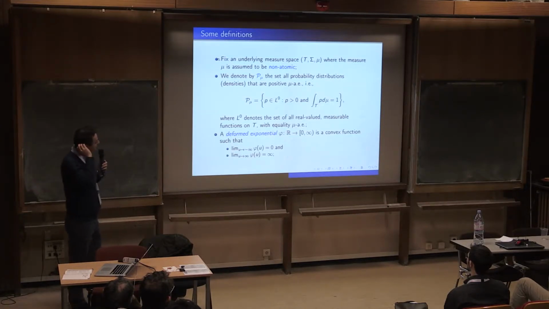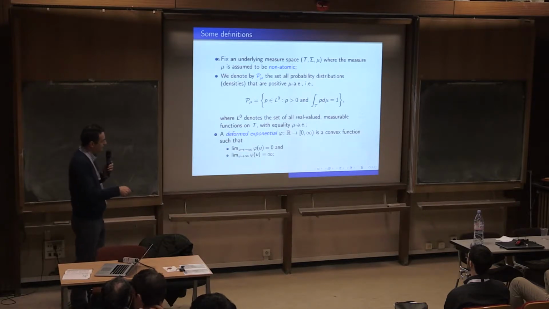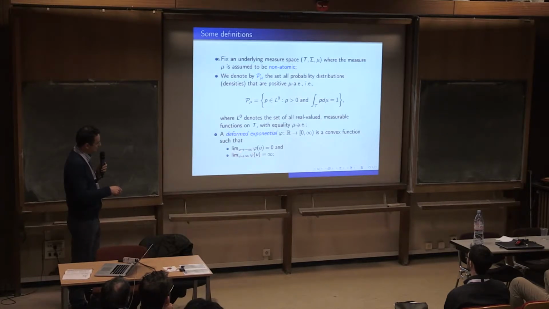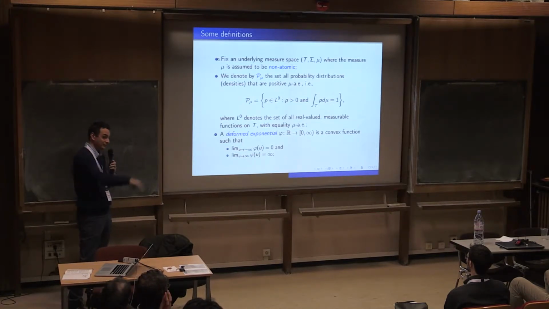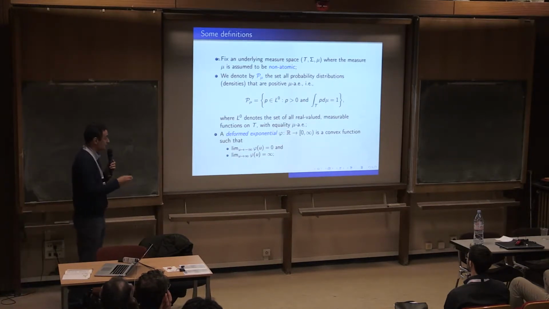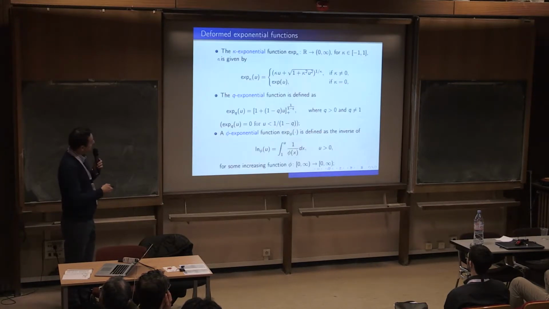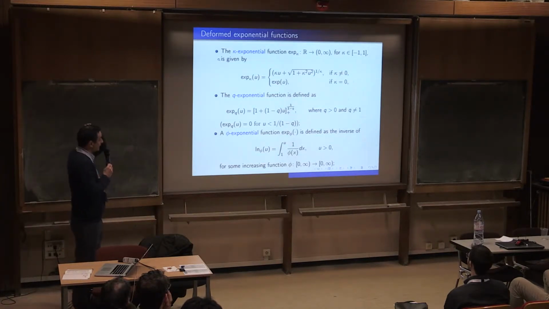So what is a deformed exponential function? Actually, it's quite simple. We are calling it phi here. It's a mapping. It should be a convex function, and it should have some constraints. It should be equal to 0 when the argument goes to minus infinity, and go to infinity when the argument goes to infinity. So it's bounded between 0 and infinity. It doesn't go to minus infinity, for example. So these are general definitions, and now some examples to make them simpler.